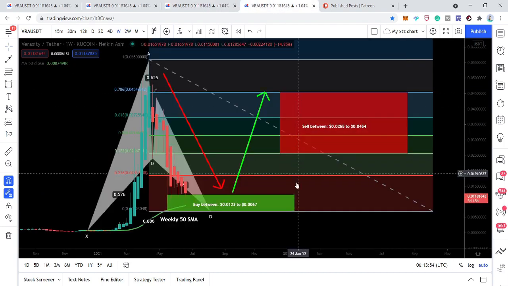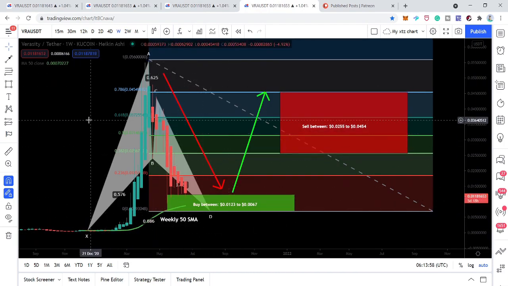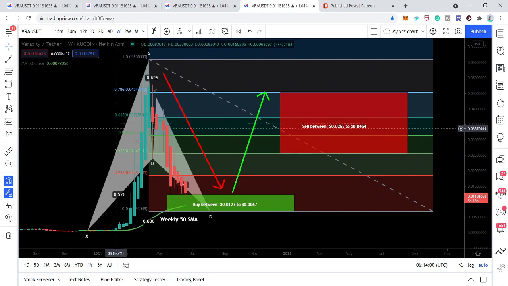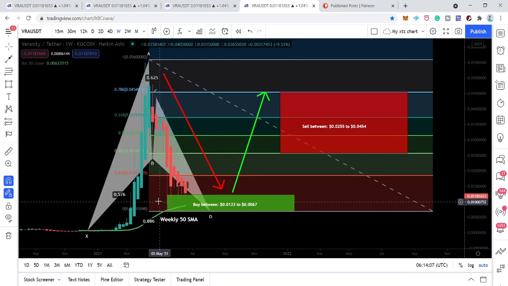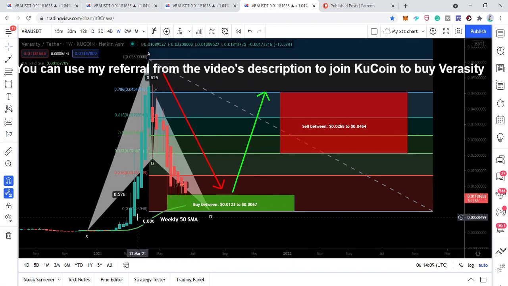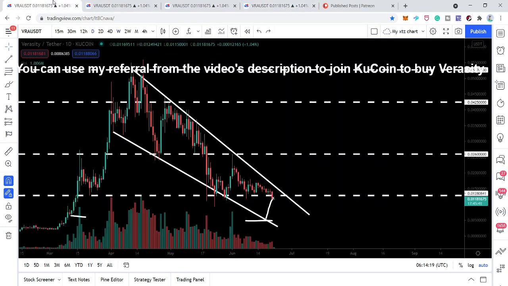For example, this is the very big bullish bat pattern formation on the weekly time frame chart, and we can see that the price action has also very good support of 50 simple moving average on the weekly time frame chart in the buying zone, and the price action has just entered in this buying zone. This is a really very big buying zone. You can see it's starting from 1.23 cents and ends up to 0.0067 cents, where we have this minor support and this support of the falling wedge as well.